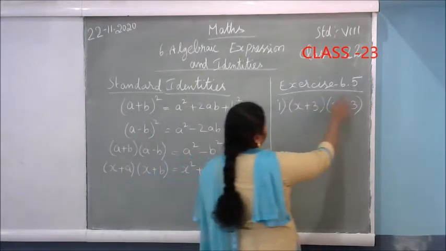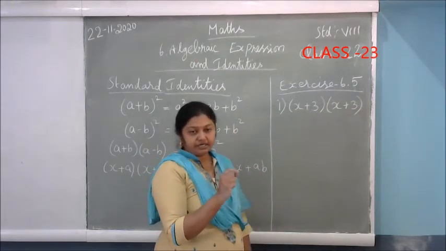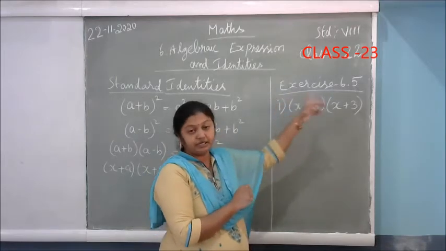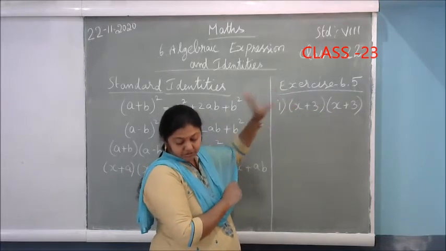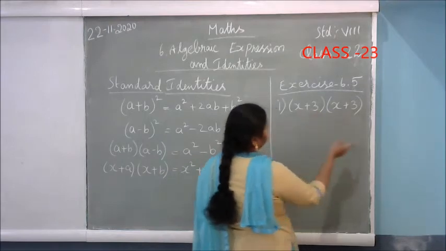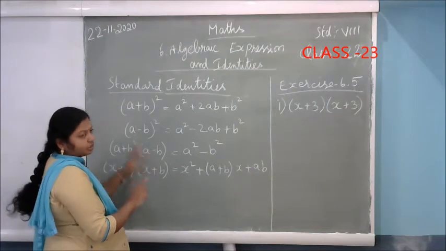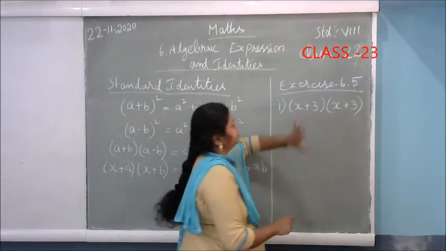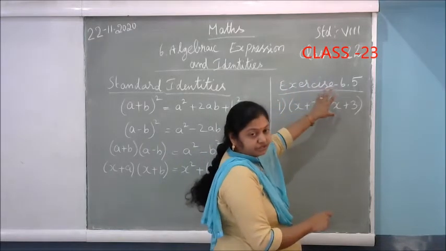In exercise 6.5 the first sum, you have to find out the identities. So you have to write the heading. Here I didn't write the heading. You should see the textbook and write the heading. Afterwards you write the sums. x plus 3 and x plus 3. First you should identify the identities. Identities means these four formulas are called the core identities. So using these identities you have to solve this problem. You have to identify which identity will come for this sum.